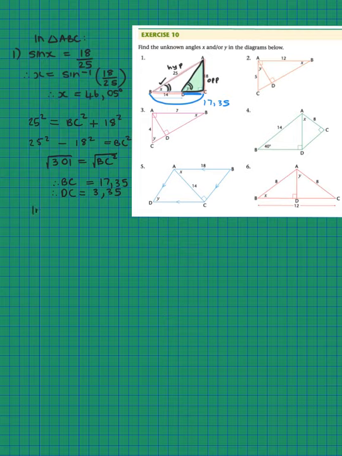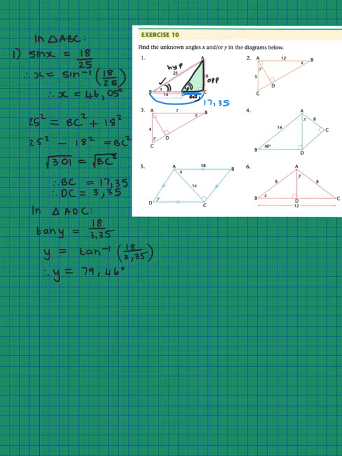Right, so now we can move into triangle ADC, where I'll say, okay, to find out the size of y, I have the opposite length. I've now determined my adjacent side. So opposite over adjacent, we get tan. So tan of y is 18 over 3,35, right? That length we just determined, DC. So y will be arctan 18 over 3,35. So therefore, y is going to be equal to 79,46 degrees. All right, good.